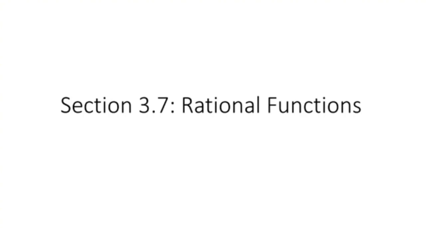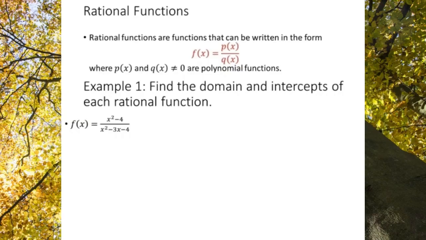Section 3.7, Rational Functions. In this section, we're going to focus on the properties of rational functions and how to graph rational functions. Rational functions are any function that can be written in the form f of x equals p of x over q of x, where p of x and q of x are polynomials, but q of x is non-zero. One thing to note about rational functions is that all polynomials are actually rational functions.